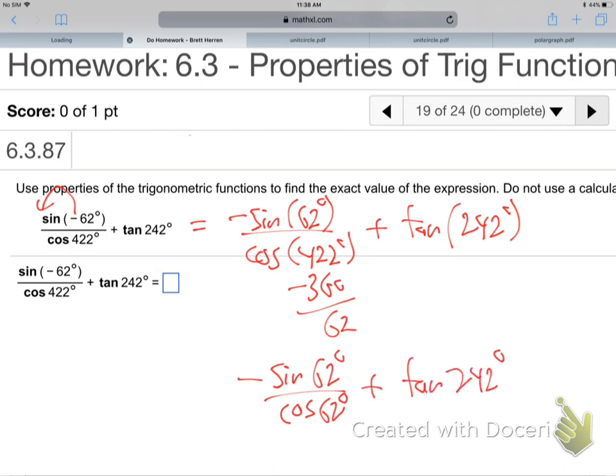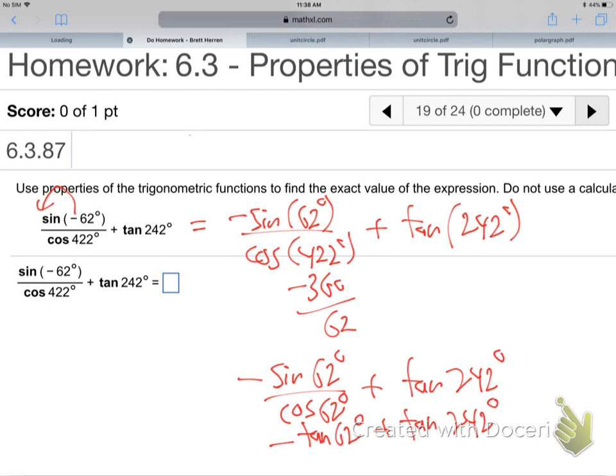Good so far? Everybody see what we've done? I just yanked the negative to the front because sine's an odd function. And then subtracted 360 because this was more than a full rotation. And this is now tangent, isn't it? Remember sine over cosine is tangent? So that's minus tangent of 62 plus tangent 242.